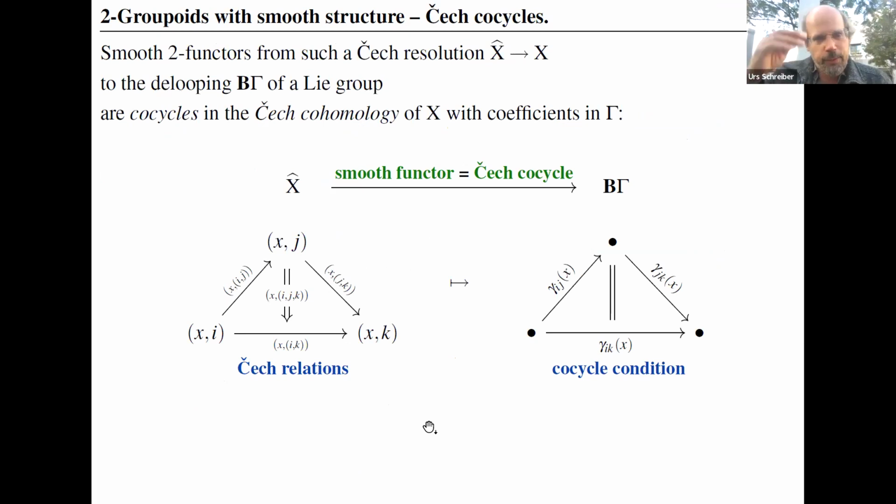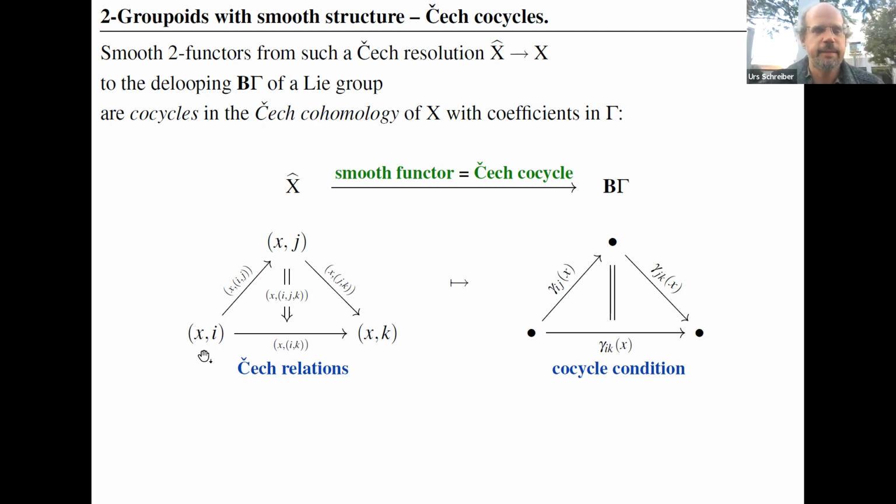Namely, here we see what's going on now. So suppose now we have a Lie group. And remember, to a Lie group, we had associated this smooth groupoid with a single vertex and edges being smooth families of group elements. And now let's look at the smooth functor from X as a stack to B gamma. Excuse me. So just plain smooth functors from this Czech groupoid.